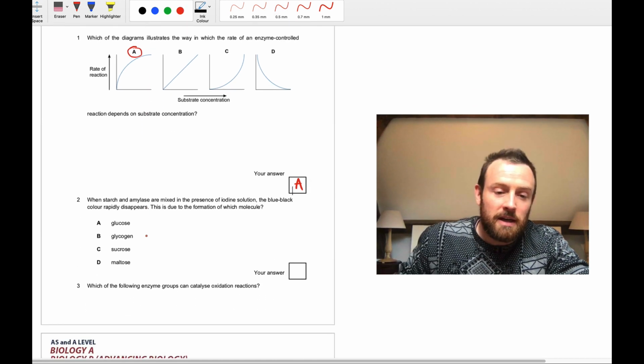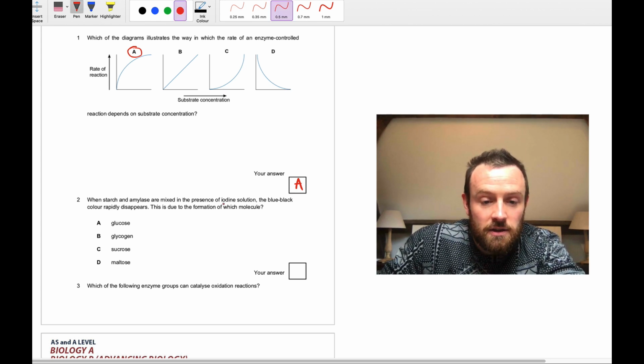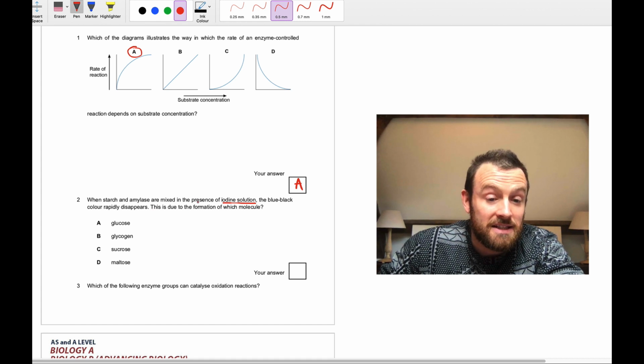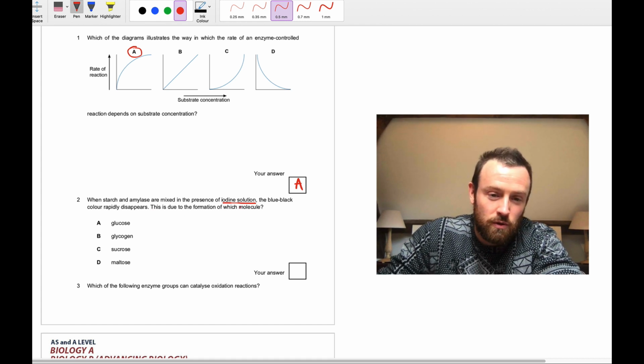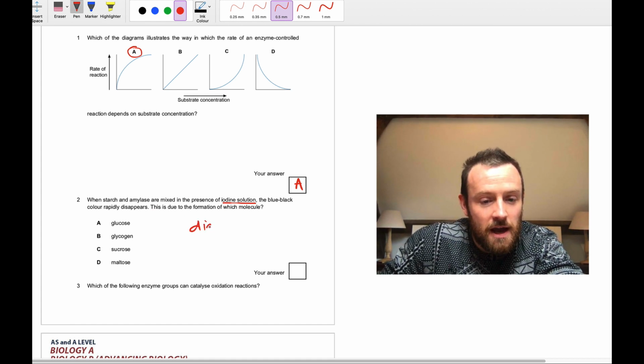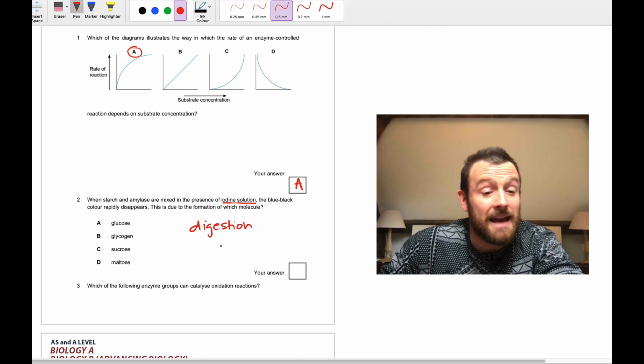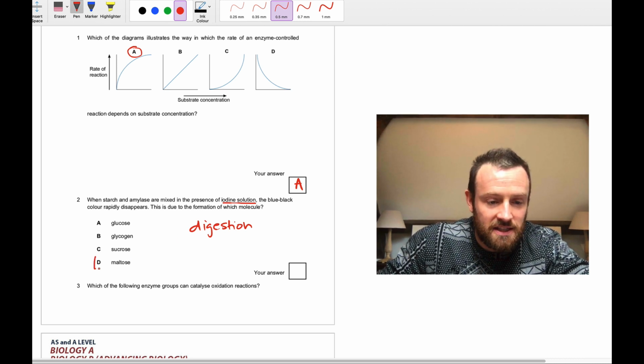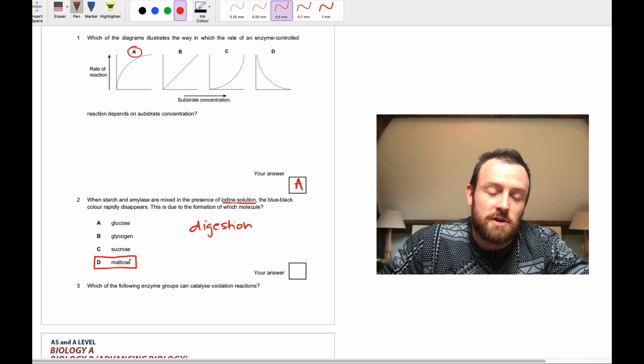Question two. When starch and amylase are mixed in the presence of iodine solution, so remember this goes blue-black, the blue-black colour rapidly disappears. This is due to the formation of which molecule? Okay, so we know here that it's digestion of the starch by the amylase, but what is actually the end result? I bet you might have gone wrong on this one because it's actually this. It's actually maltose.